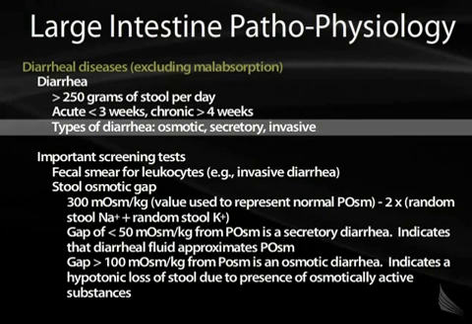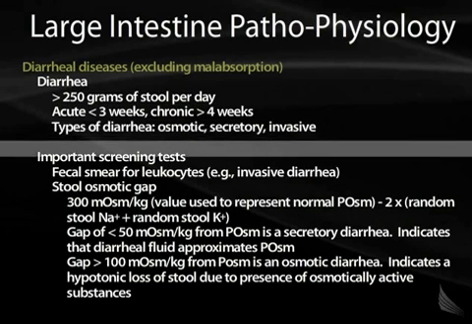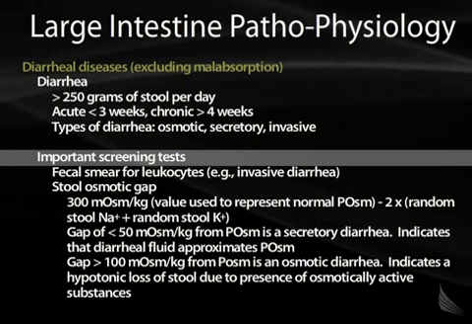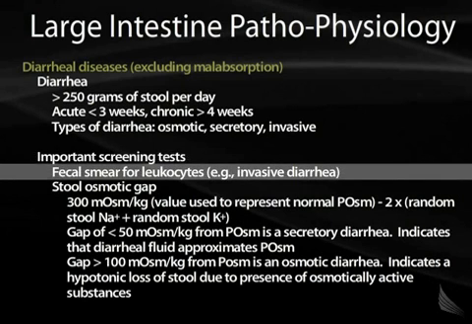There are 3 different types of diarrheal diseases that need to be considered and should be thought of when considering the workup of diarrheal diseases. These are invasive, osmotic, and secretory types of diarrheal diseases. There are important basic screening tests that can be carried out to determine what type of diarrheal disease is present. For example, the presence of fecal leukocytes can be indicative of an invasive diarrhea, such as caused by a bacterium.